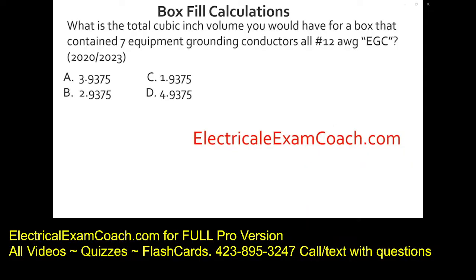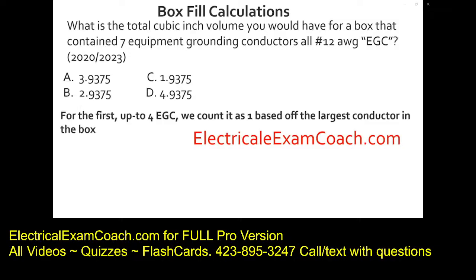What is the total cubic inch volume you would have for a box that contained 7 equipment grounding conductors, all of the 12 gauge persuasion in the 2020 and the 2023? I left out all other conductors because you're going to use the same rules in that after you do this calculation, you group it with whatever the largest conductor is in the box, like you learned previously. What we're going to do is count the first 4 and count it as 1.